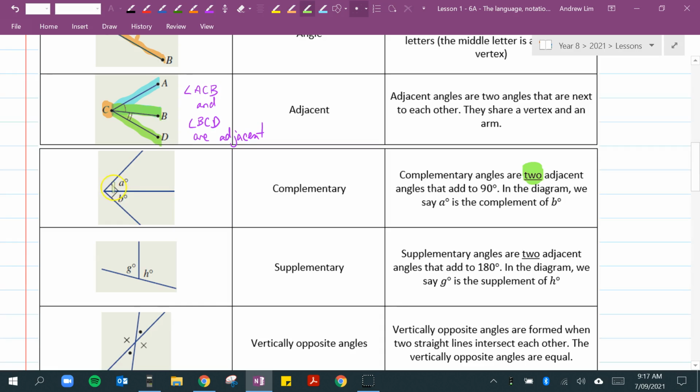Here we've got a right angle. That's 90 degrees. So if we were to have A equal to 40 degrees, the complement to that is 50 degrees, because 40 plus 50 is 90.